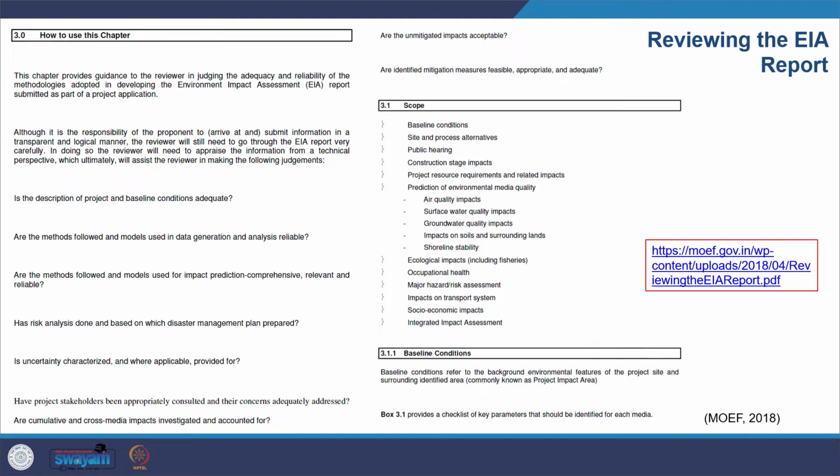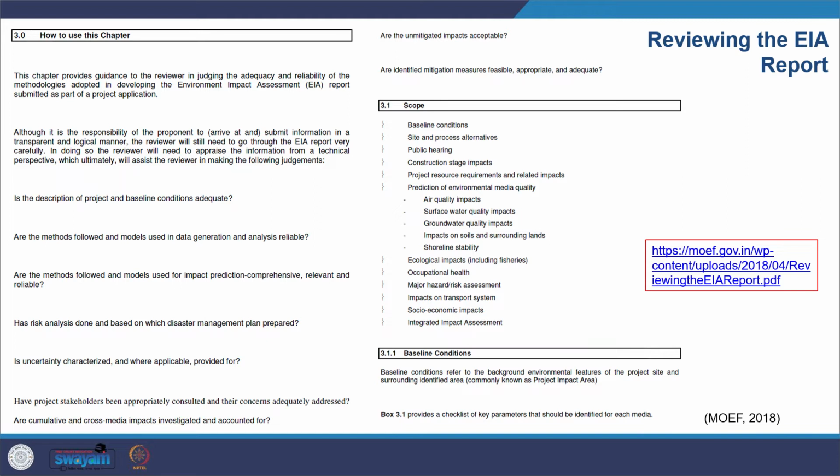Here it provides that detail. You can see it gives questions like: is the description of the project and baseline conditions adequate? Are the methods followed and models used in data generation and analysis reliable? So they will see whether whatever models and methods you have used are reliable or not. And are the methods followed and models used for impact prediction comprehensive? Do they give all the details or not? Are they relevant and reliable? Do they give reliable results or not? So the reviewers would be looking at that.